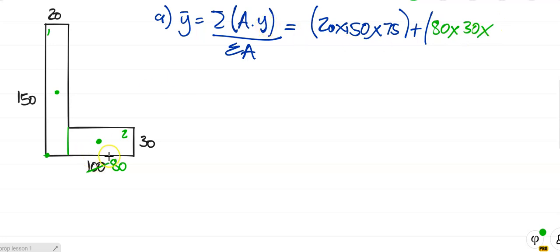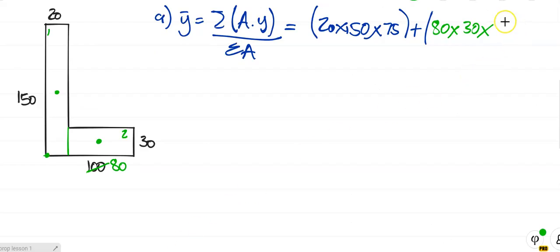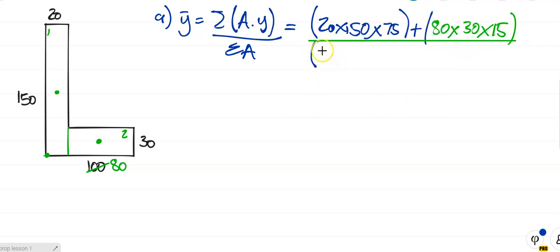And what's Y? Y is the distance from the centroid to the line we're taking moment areas about, which is 15. Why 15? Because from the table there, if D is 30, then the distance bar Y is D over 2. And that's why that's the case there. So it is 15, all over the total area of the cross section, which is 20 times 150 plus 80 times 30.